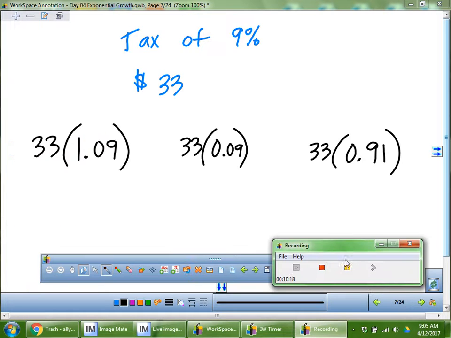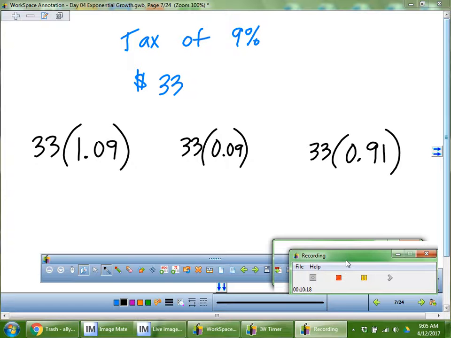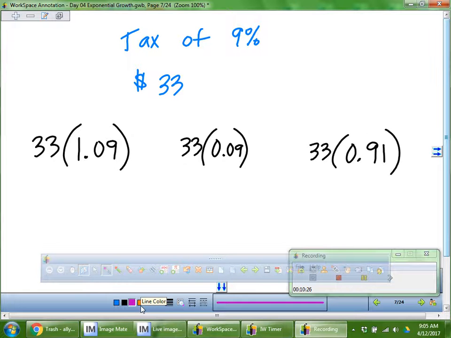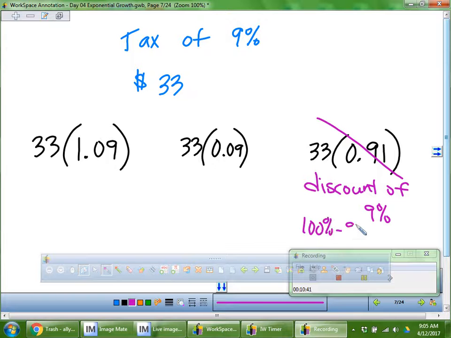Let's come back together. So we were answering this question. If we had a tax of 9% on something that cost $33, I'm going to tell you that this one is not the right one. Who can explain to me why that one, what does that one represent? This would be a discount of how much? Of 9%, because that would say 100% minus 9% is where we got that 91%.